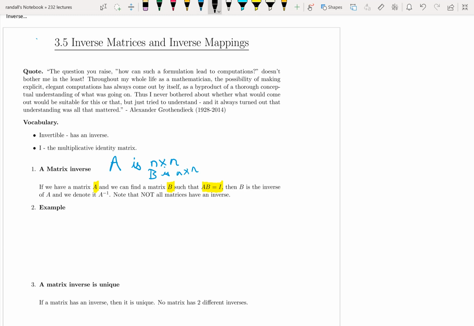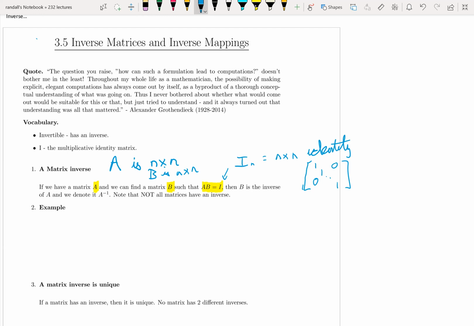Here, because A and B are n by n, the product is n by n, so I is the n by n identity. It's not written there with a subscript n, but that's what it means. It has ones down the diagonal and all zeros elsewhere. It's that diagonal matrix with ones down the main diagonal, so it acts like our number one in terms of matrix multiplication.